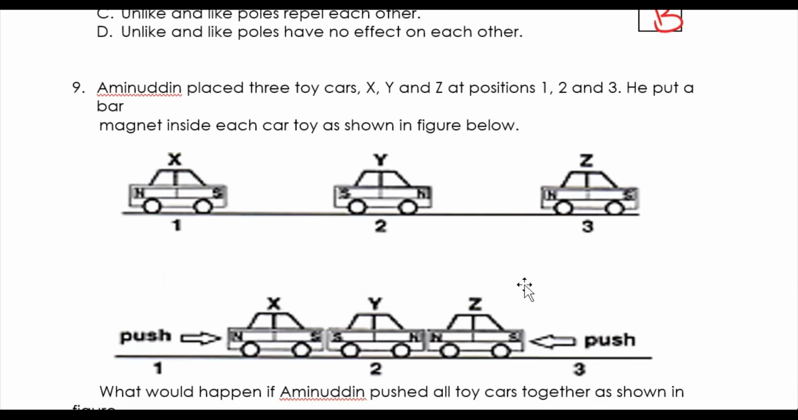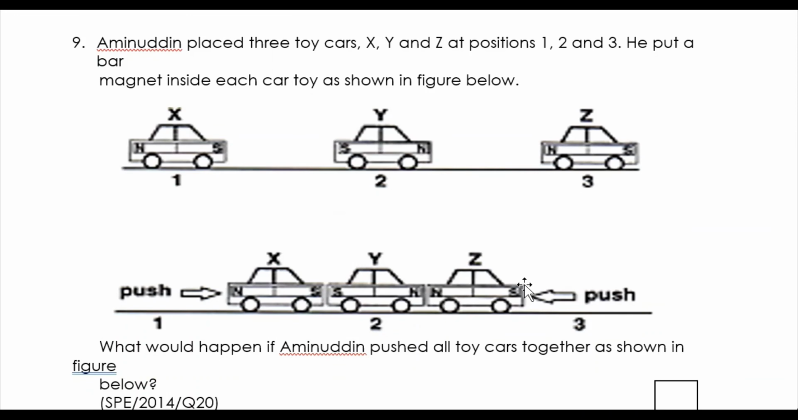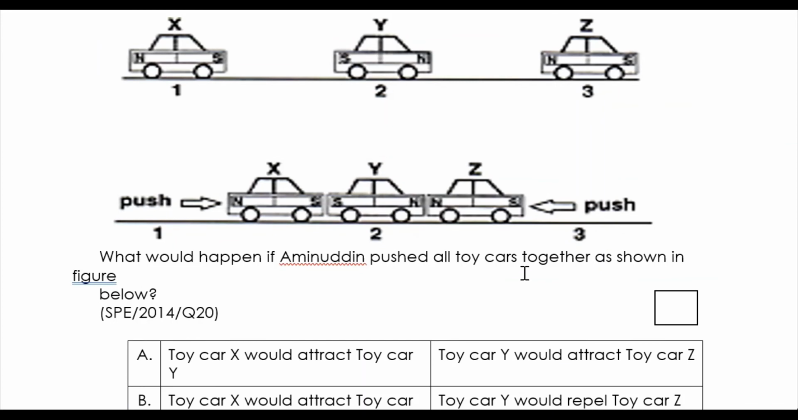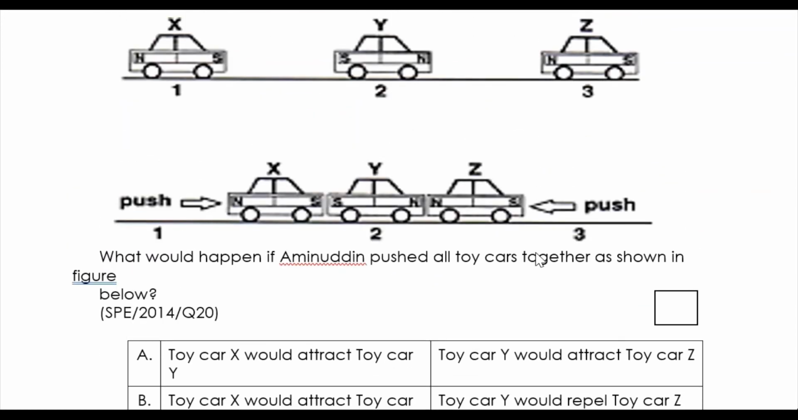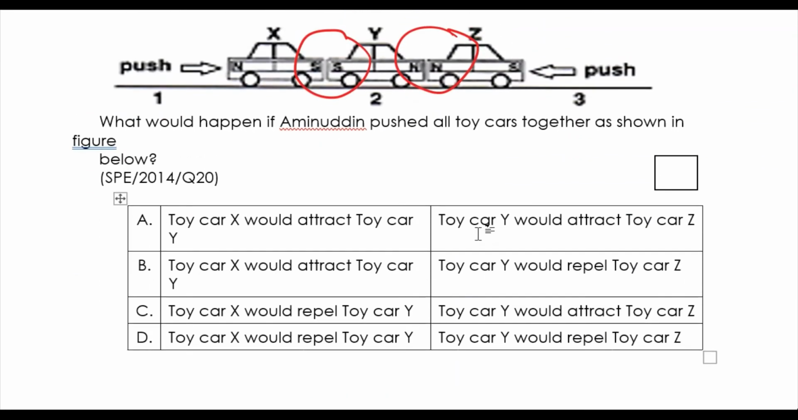Aminuddin placed 3 toy cars X, Y, and Z at these positions. He put a bar magnet inside each toy car as shown in the figure below. What would happen if Aminuddin pushed all toy cars together as shown in the figure? Okay, so you have south and south going together, north and north, so it's definitely going to repel each other. So toy car X would repel toy car Y. These 2 are correct, and Y and Z also would repel. So the answer is D.